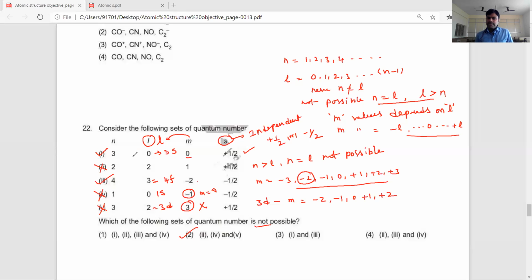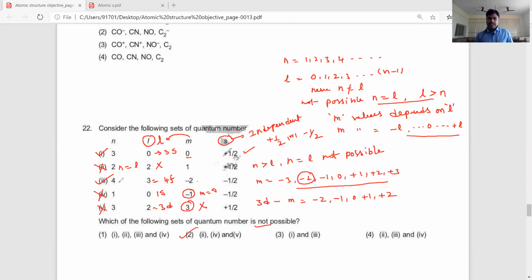Now, that's why the first set is correct. Now let's see the second set. What I said, N and L values must not be equal. If they are equal, it is not possible. Here N is equal to L. That's why it is not possible.